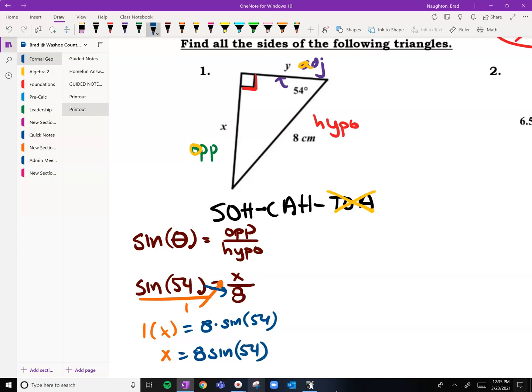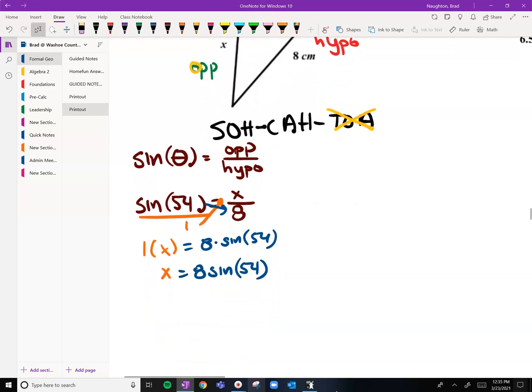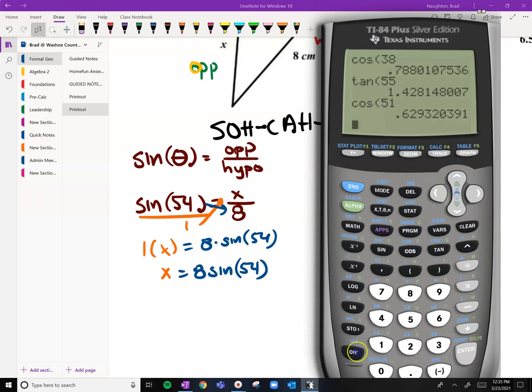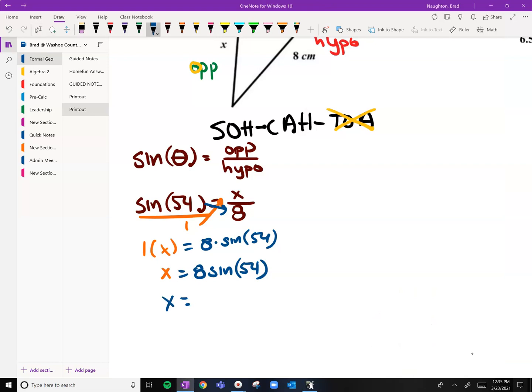Now, hopefully you're getting pretty good at your calculator where you can do this all in one fell swoop. You don't need to write the decimal anymore. So an example on this TI that I have here, I would just go 8 sine and then 54, close my parentheses, and then it gives me my answer that x is going to be 6.472. We don't have to use the decimal anymore. That's going to make things a little bit faster.